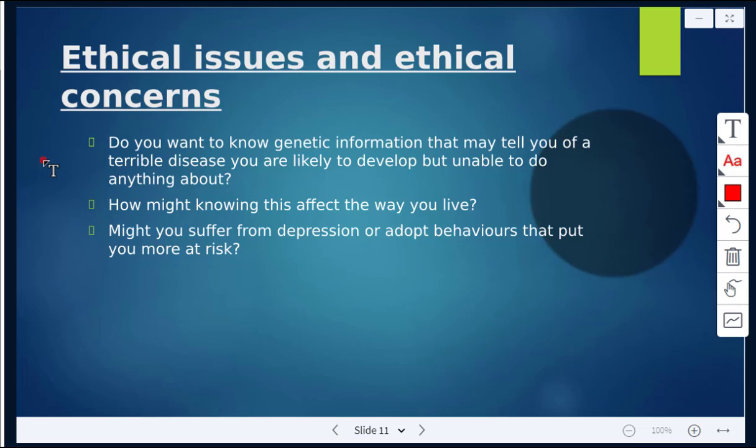Personally now, would you want to know your genetic information that may tell you of a terrible disease that you may be likely to develop, and maybe you will be unable to do anything about it? How will this affect the way you live? You might suffer from depression. You might adopt behaviors that may put you more at risk.